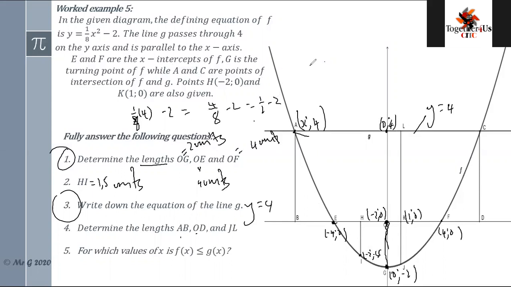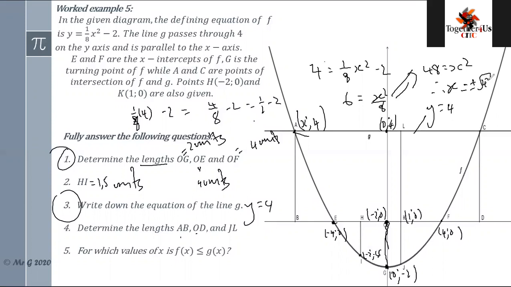in the parabola. I must substitute the y value there and have 1/8 x squared minus 2, which is 6, equals x squared over 8. And this actually implies that I've got to multiply 8 by 6. So we've got to remember our times tables there. So this is 48, which is x squared. Therefore, x is actually plus or minus the square root of 48.